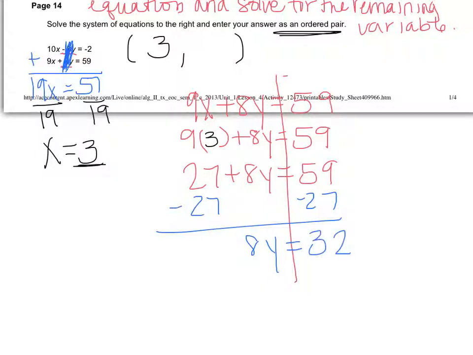And then to get y completely by itself, I'm going to divide both sides by 8. And 32 divided by 8 is 4. So that would be the second half of my answer. So the ordered pair, the solution to the system of equations, is the ordered pair (3, 4).